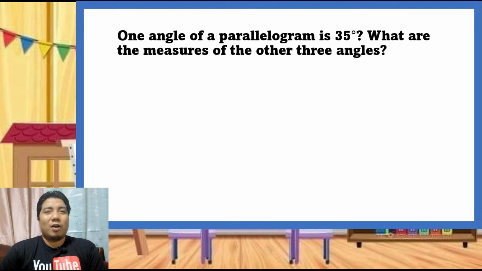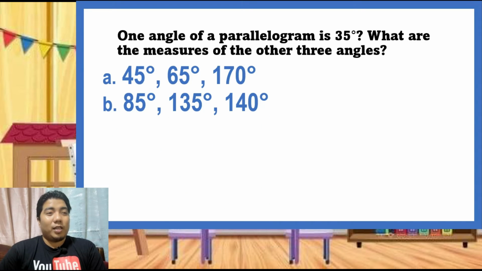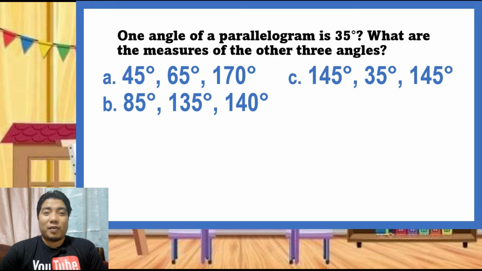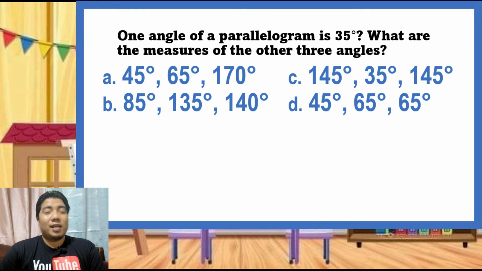One angle of a parallelogram is 35 degrees. What are the measures of the other three angles? Is it A, 45 degrees, 65 degrees, and 170 degrees? B, 85 degrees, 135 degrees, 140 degrees? Or C, 145 degrees, 35 degrees, 145 degrees? Or letter D, 45 degrees, 65 degrees, 65 degrees?